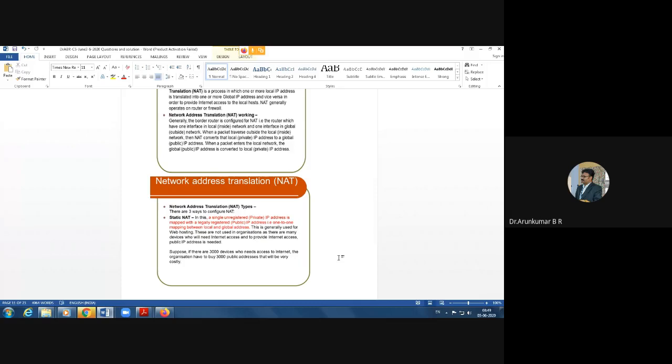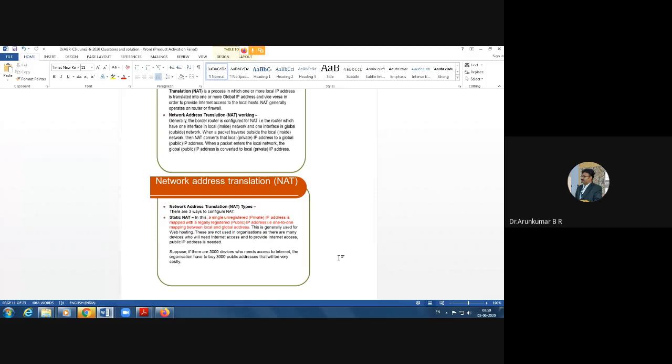These are not used in organizations, as there are many devices that need internet access, and to provide internet access, a large number of IP addresses are required. IP addresses have some limitations with respect to IPv4, that is, 2 to the power of 32 IP addresses in the 32-bit addressing scheme. In newer addressing schemes, that is rectified to some extent. We have different schemes to overcome the problems of the IP address space, but still IP addresses are costly.